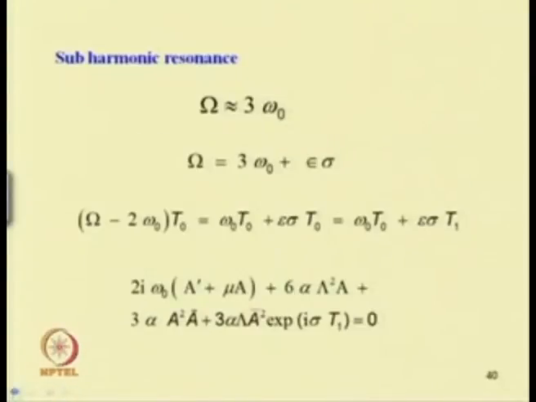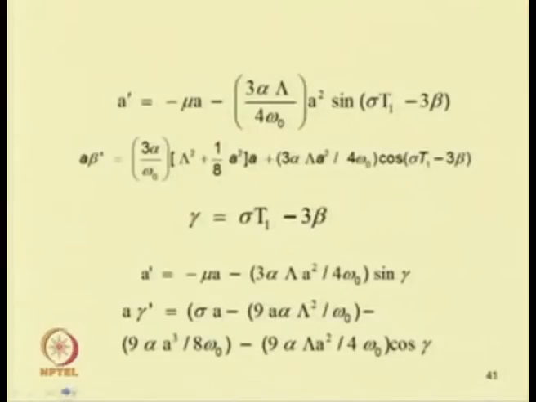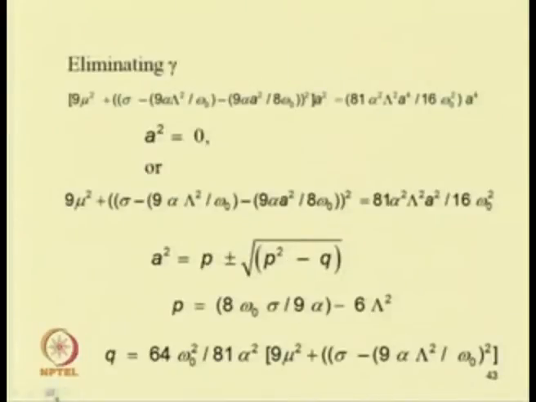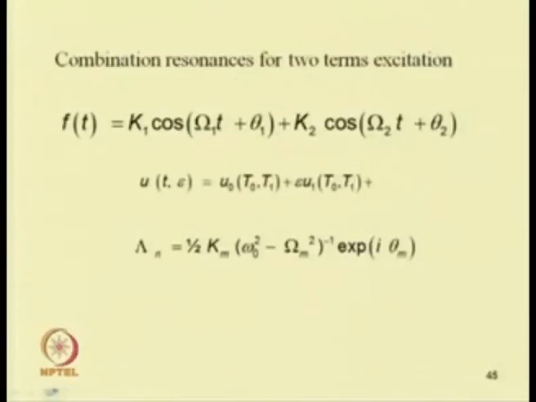Similarly, in case of subharmonic resonance condition, one can take omega equal to 3 omega 0 plus epsilon sigma and obtain the reduced equation and the frequency equation, and in this case also the free vibration part will contain a frequency which is 1/3 of the external frequency of the system. So, let us now consider the case when we consider both the cubic and quadratic nonlinearity.